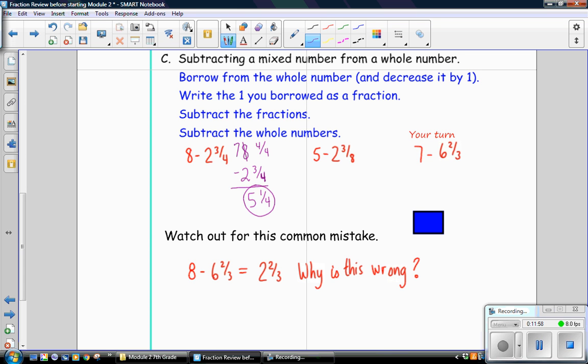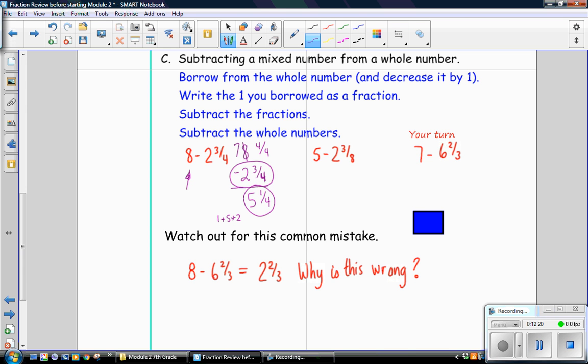You can check to make sure this is the correct answer by adding these two numbers together, and they will give you the original number that you started with. So 3/4 plus 1/4 is 4/4, which is 1, and 1 plus 5 plus 2 equals the 8. So your answer is correct.